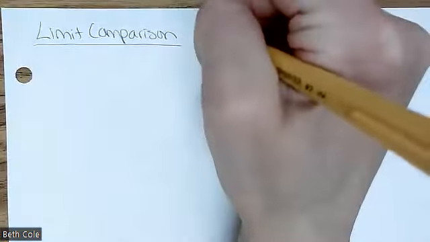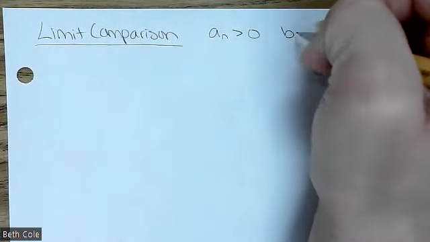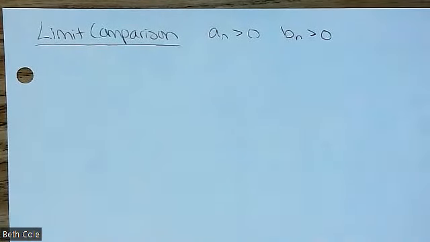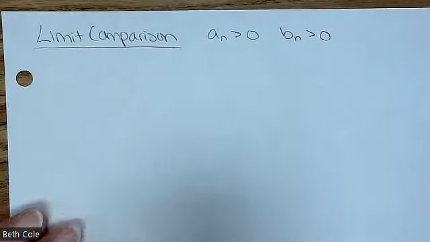So for limit comparison, both of your series have to be positive, so bigger than 0. So it's not going to work for an alternating series. I guess you compare it to something that wouldn't be alternating. Anyway, if it was an alternating series, you would just do an alternating series test. You wouldn't even bother with a limit comparison. So anyway, those both have to be bigger than 0.